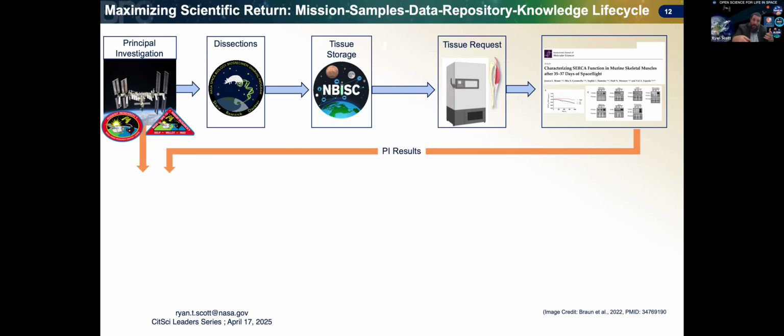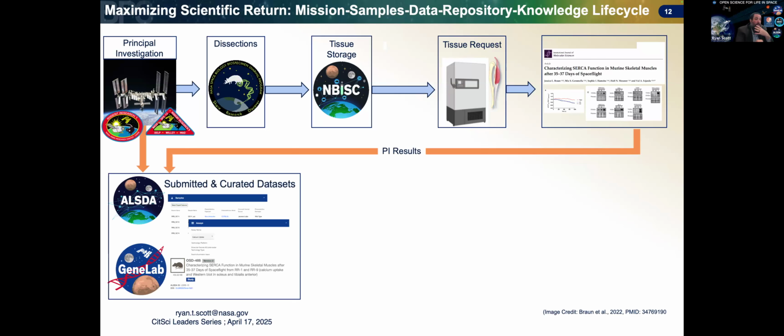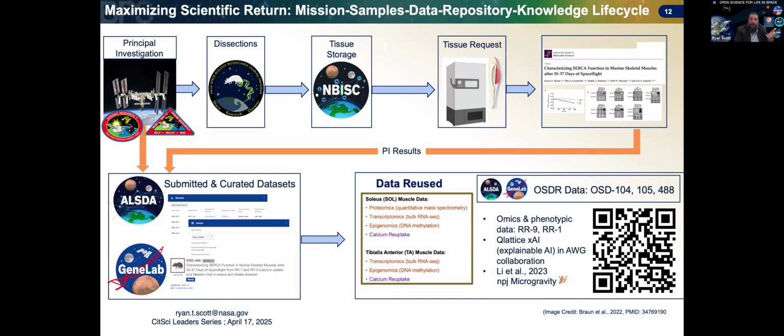What's amazing is that this person that made the tissue request then went and submitted the data to OSDR, ALSDA, and GeneLab. And there were a bunch of other studies that were conducted with these rodents that submitted the data to ALSDA and GeneLab. And then this just sort of shows the life cycle. A collaboration which involved the AWG in 2022, 2023, mined a lot of this data, right, across Rodent Research 1 and Rodent Research 9. And they then mined the data and used this explainable AI tool called QLattice to try to understand at the molecular level what's driving the physiological stuff that you can see at a microscope level, what's genetically driving the physiology.